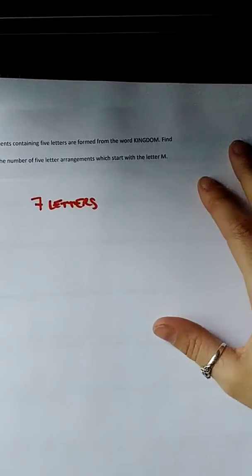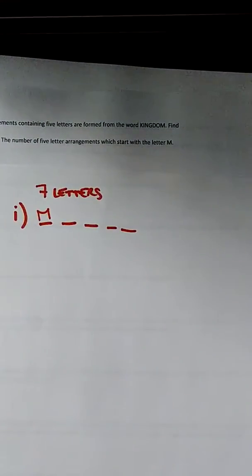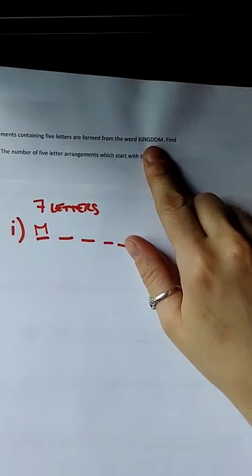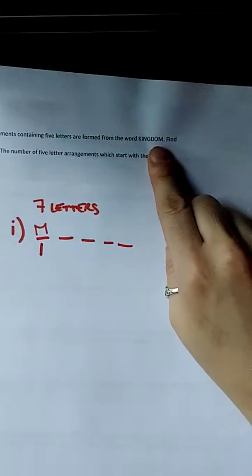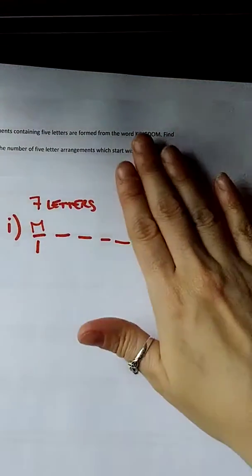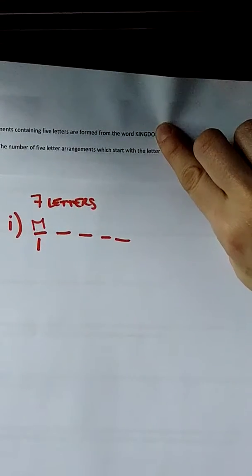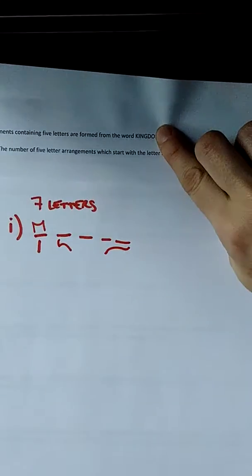So the first question here, part I, is asking us to find the number of 5-letter arrangements that start with the letter M. So they have to be 5 letters long, and the first letter has to be M. How many M's do I have to choose from? In the word kingdom, there's only 1 M, so I only have 1 choice for my first letter. Now for the rest of my 4 letters, I have to arrange these letters, but I can't repeat myself. I've already chosen the letter M, so I only have 6 letters remaining to choose from here. And the order does matter.